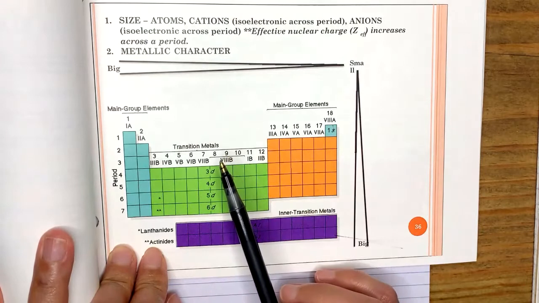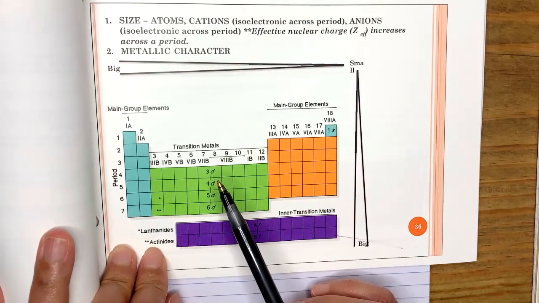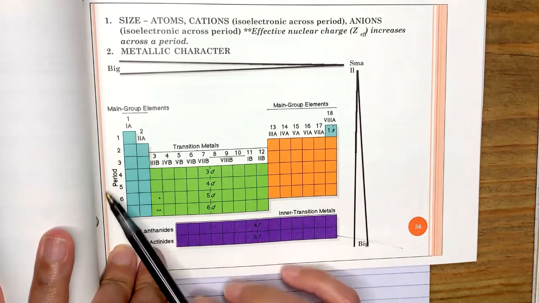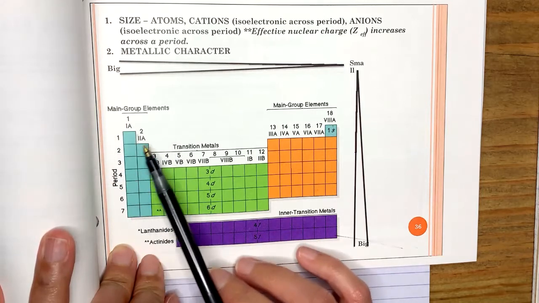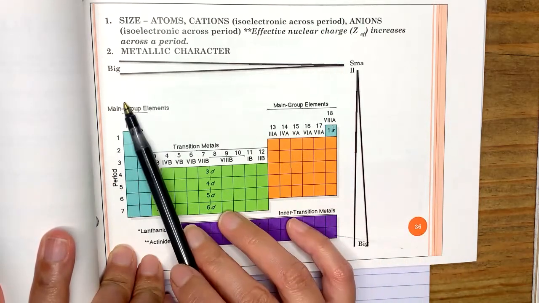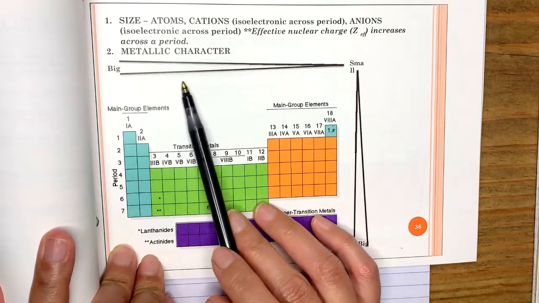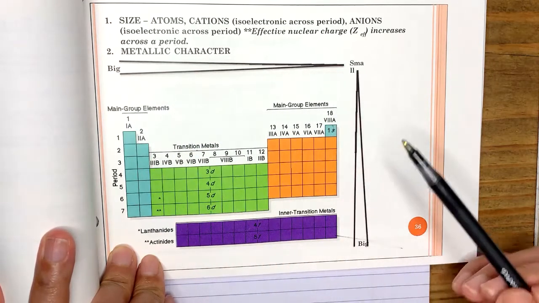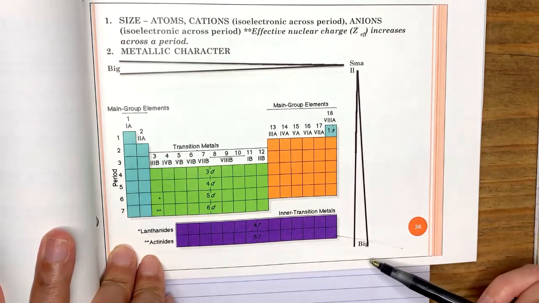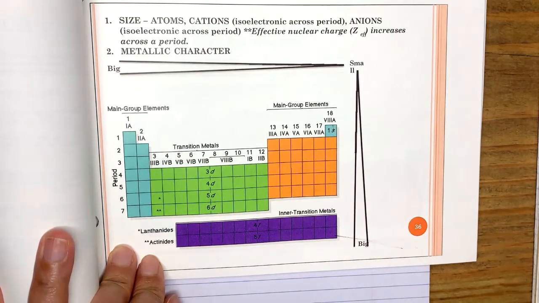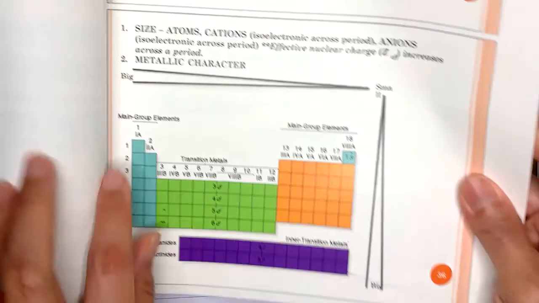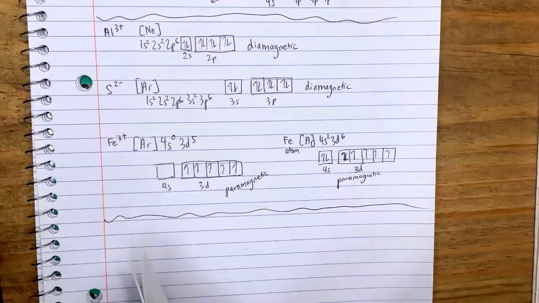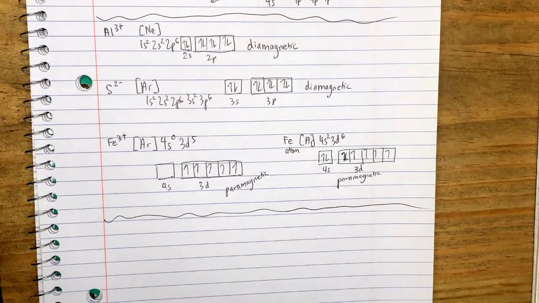Metallic character is like, which side of the periodic table is more metallic? Well, the side that has more metals is the metallic side. So from here to here is more metallic. And then going right across the periodic table, it's going to be less metallic. But when you go down, the bigger it is, the more metallic it will be. And then I'll explain why that is the case. So that's that one.